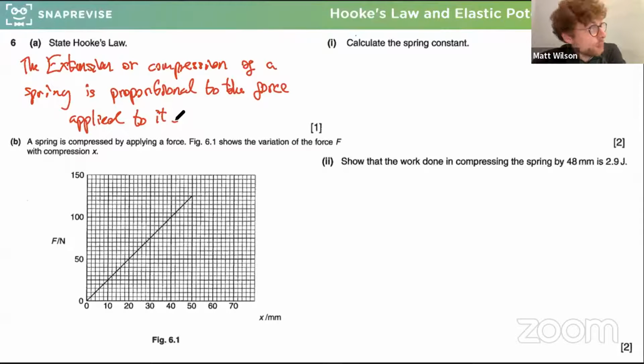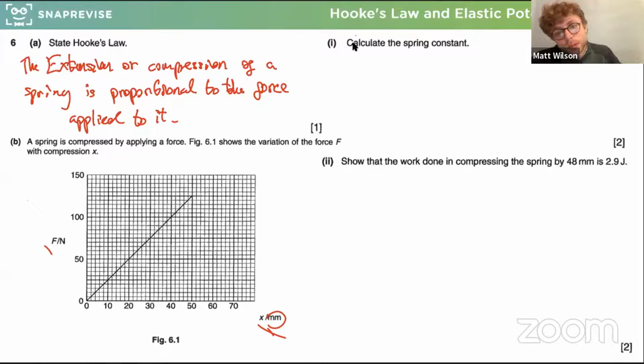Okay, good, classic. Then we're asked to do some maths. So first of all, part B says a spring is compressed by applying a force. Figure 6.1 shows a variation of force with compression. We check the graph, we see force, we see compression. Alarm bells as soon as we're looking at this graph. This thing is in millimeters. We might need to watch out for that. That's not standard units.